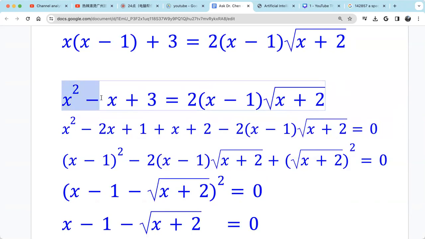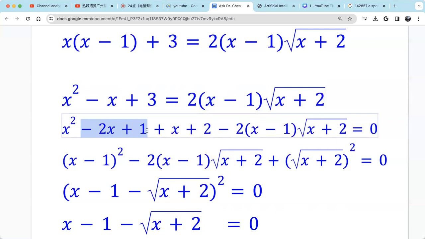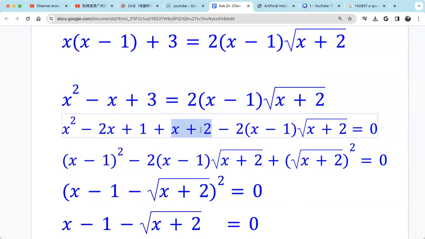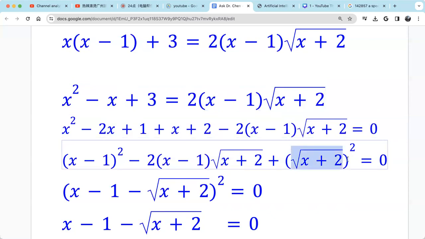We want to manufacture x minus 1 squared term. So we need a negative 2x plus 1. So the negative 2x plus x equals a negative x. So if we minus 1x, we need to add 1x back. And we split 3 into 1 and 2. So in this case, we see the first three terms give us x minus 1 squared. And then these two, we can group them as square root of x plus 2 squared, right? x plus 2 is a square root and square, because square root cancel each other. And we see the middle term is a 2 times x minus 1 times square root of x plus 2.